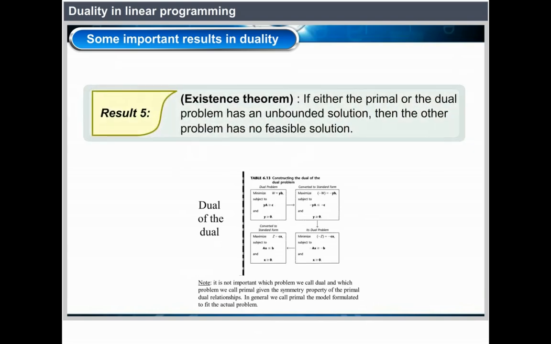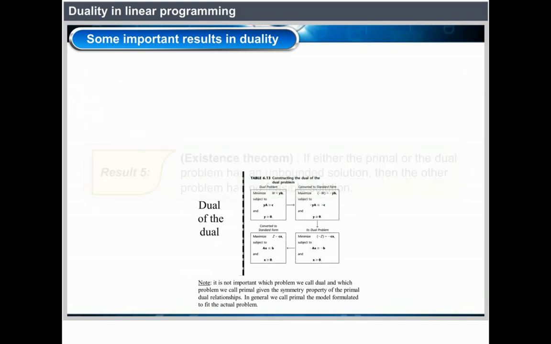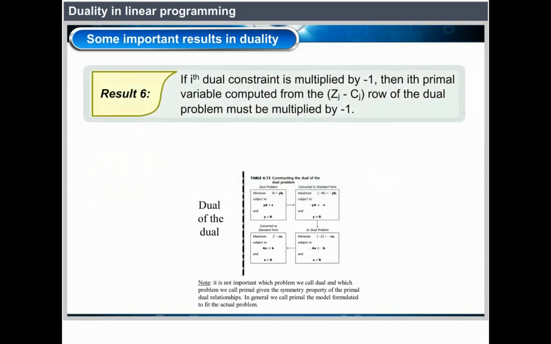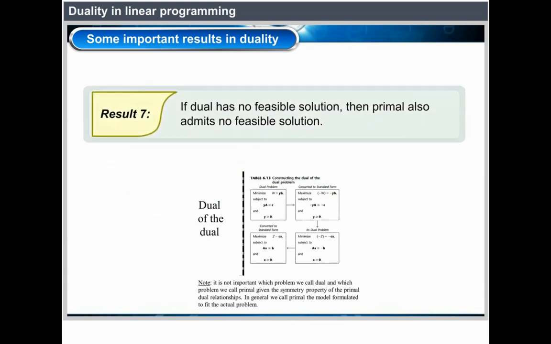Result 5. Existence theorem. If either the primal or the dual problem has an unbounded solution, then the other problem has no feasible solution. Result 6. If the ith dual constraint is multiplied by minus 1, then the ith primal variable computed from the Zj minus Cj row must be multiplied by minus 1. Result 7. If the dual has no feasible solution, the primal also admits no feasible solution.